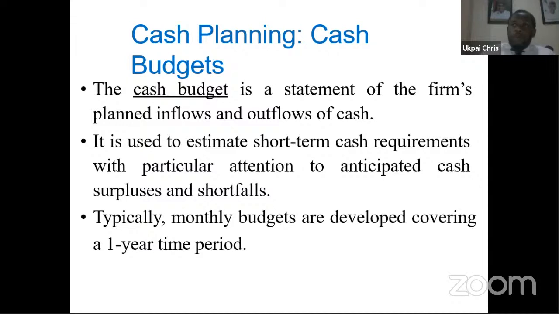When you make sales, money comes in, it's an inflow. When you spend, money goes out, it's an outflow. Are we together? It is used to estimate short-term cash requirement with particular attention to anticipated cash surpluses and shortfalls. Typically, monthly budgets are developed covering a year time period.